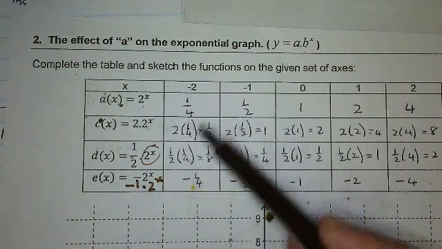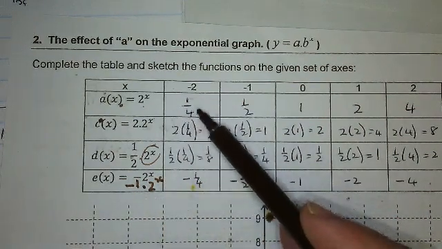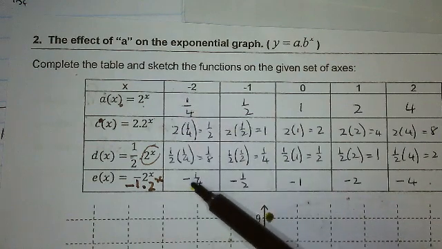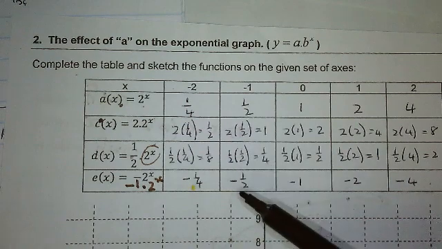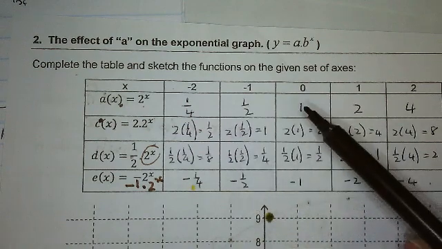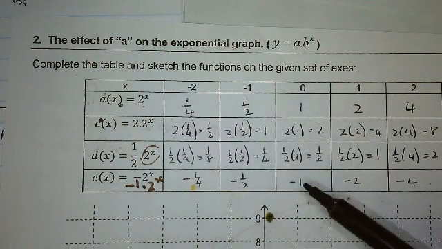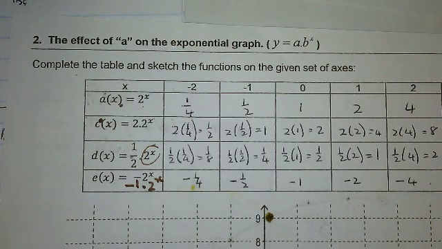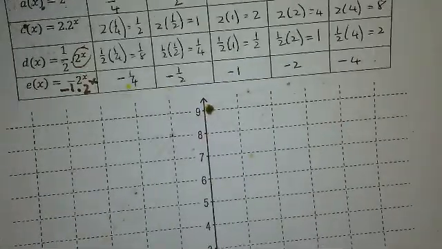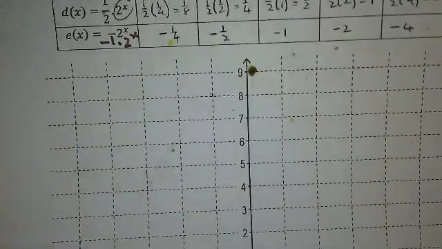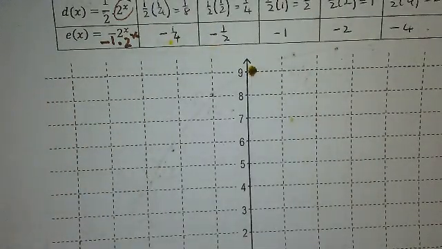So now what will happen? I go back to my basic 2 to the x, and I just times by -1. Go back to my basic x, and I times by -1. Take my basic x, and you just times by -1. Okay, let's plot these points according to the table. So it's easy to use the table there. You'll see that the asymptote will still be the x-axis.